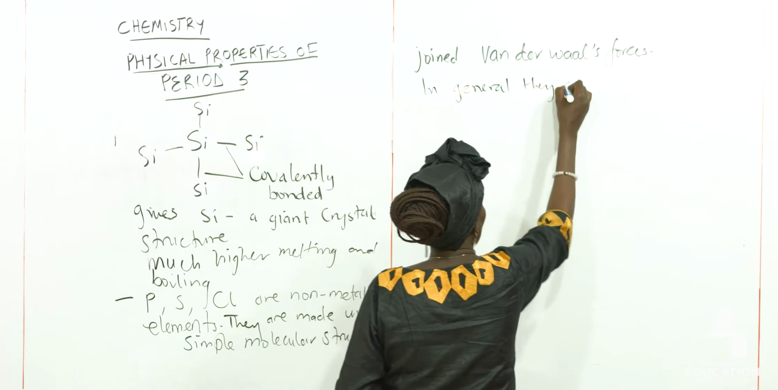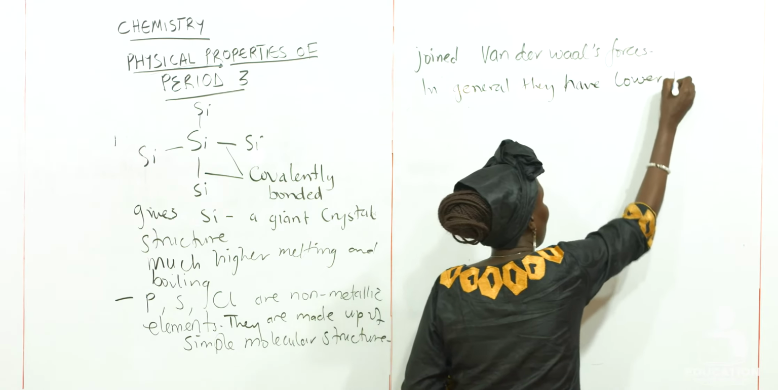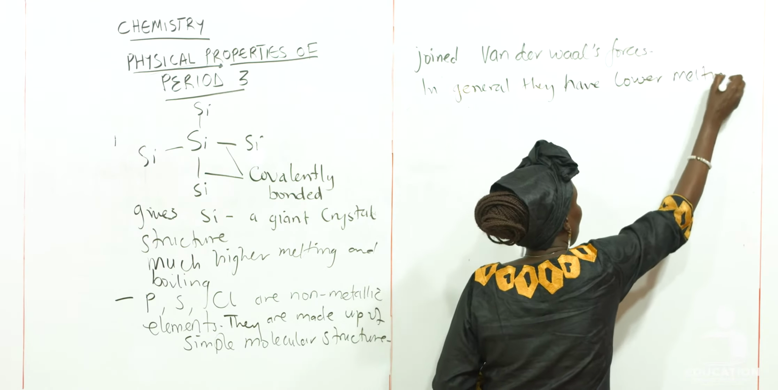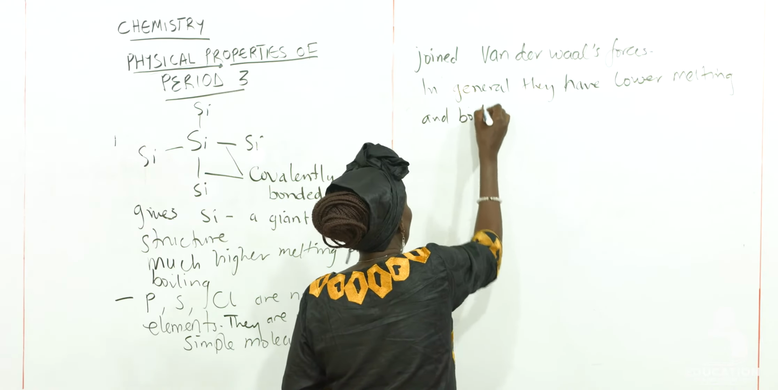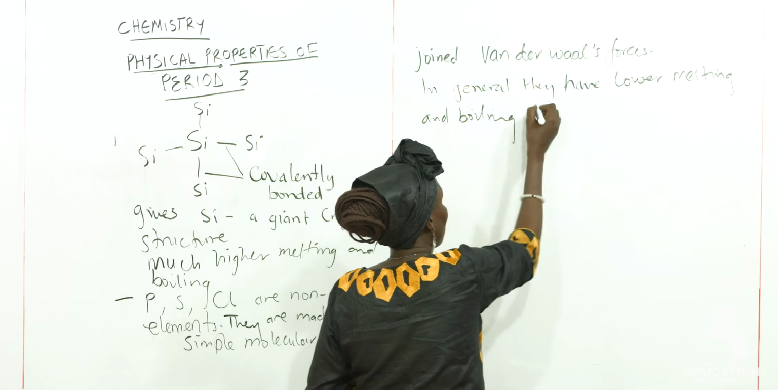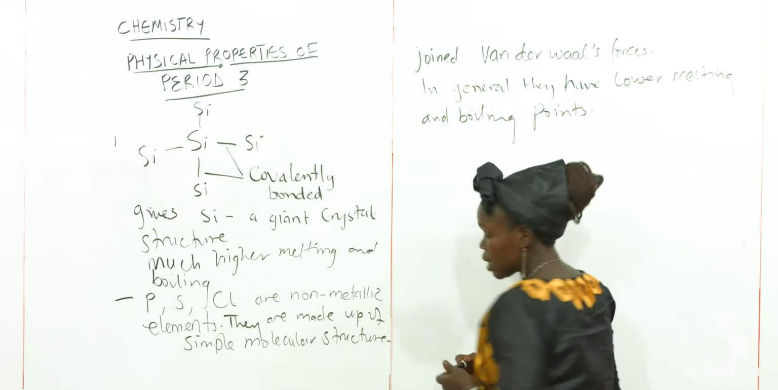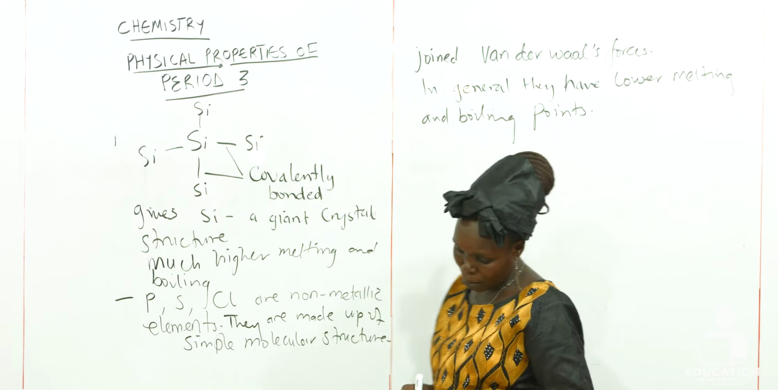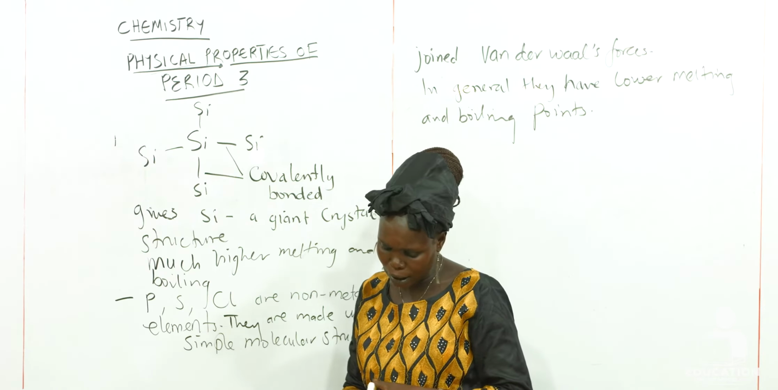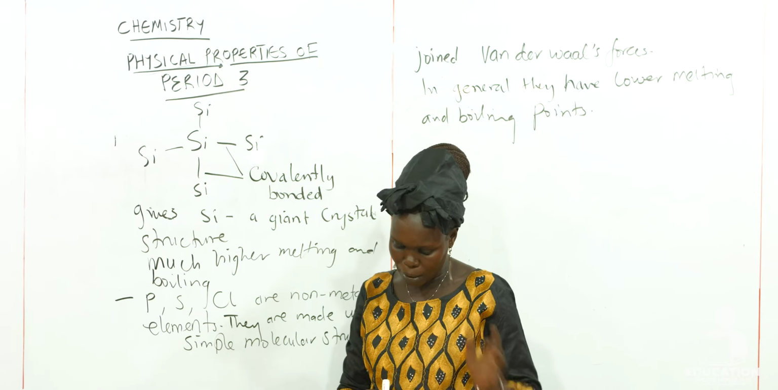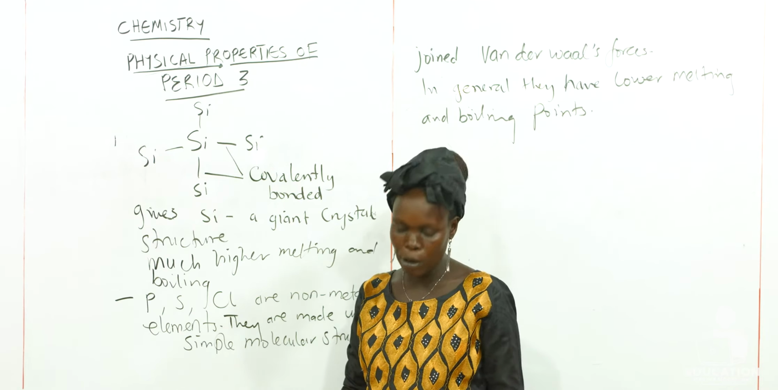So in general they have lower melting and boiling points compared to the first 4 elements. Here they have discrete molecules which are held together by the van der Waals force, therefore resulting in their lower melting and boiling points.